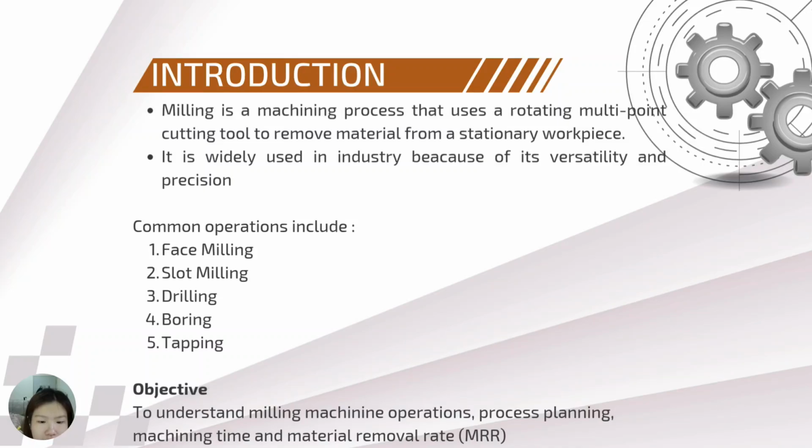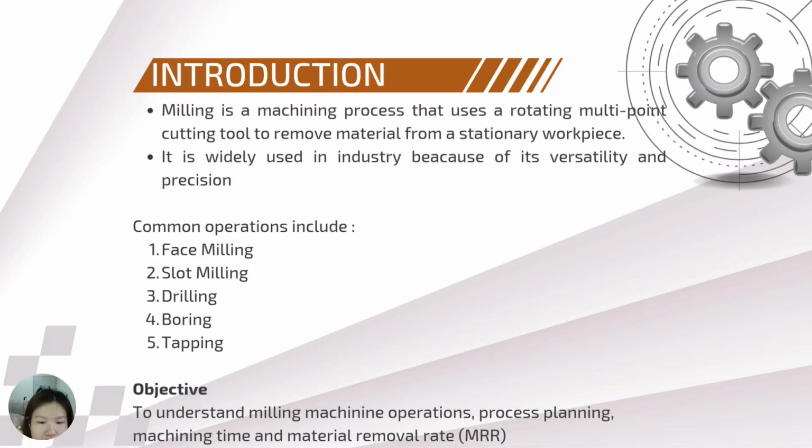Milling is a machining process where a rotating cutting tool removes unwanted material from a stationary workpiece. It's commonly used in manufacturing because it can produce parts with high accuracy and good surface finish. Common milling operations include face milling, slot milling, drilling, boring, and tapping.